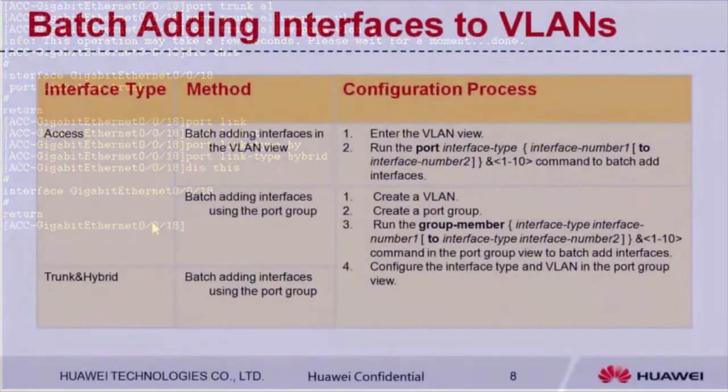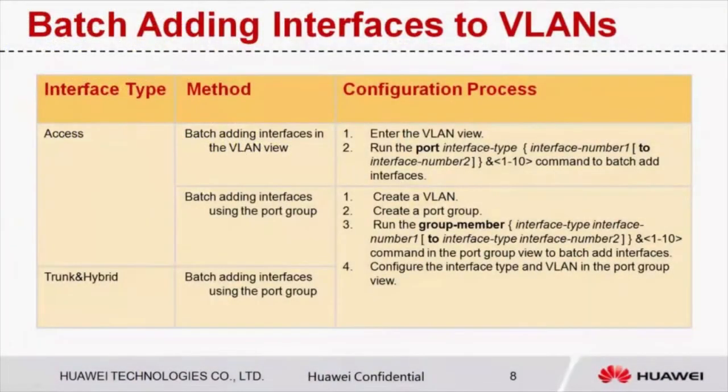FAQ 2. The preceding demonstration adds interfaces to VLANs one by one. The configuration is successful because we only added a few interfaces. When there are many interfaces, for example, dozens or hundreds of interfaces, adding the interfaces is time and labor intensive, and errors easily occur. We can batch add interfaces to VLANs. So how do we batch add interfaces to a VLAN?